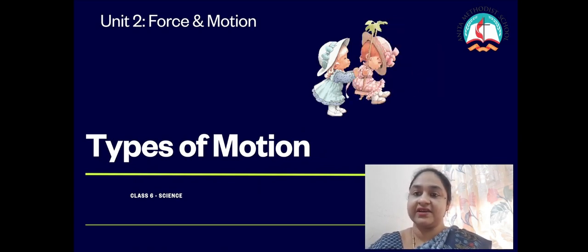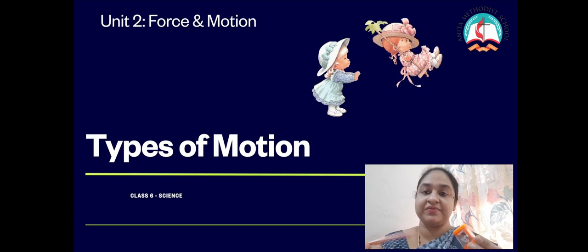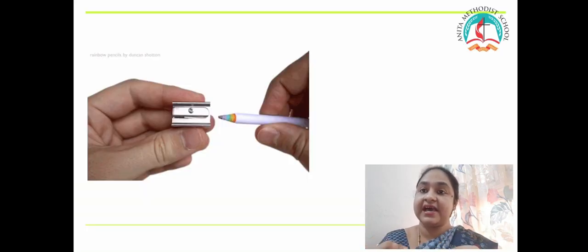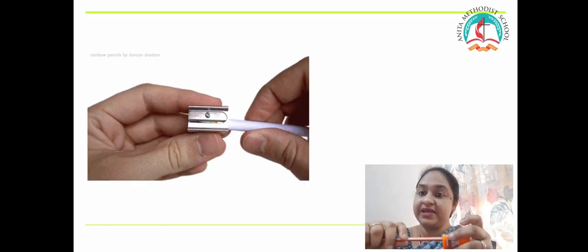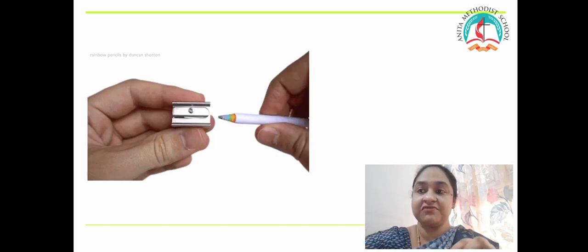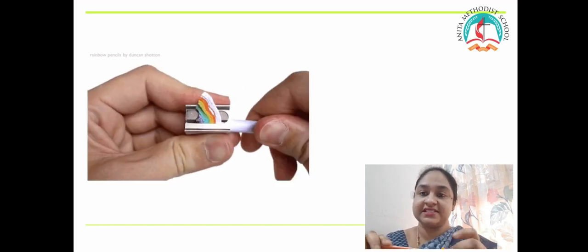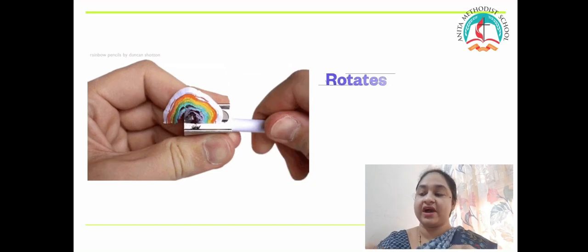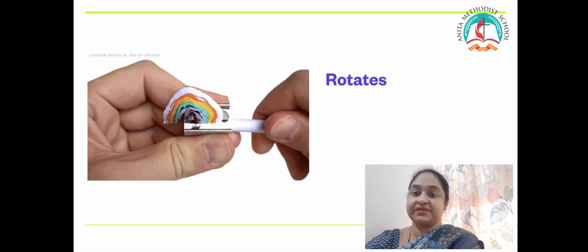What do you see here? I have a sharpener and a pencil in my hand, and when I want to sharpen the pencil, can you see the motion that is happening here? What kind of a motion is this? This is rotatory motion.